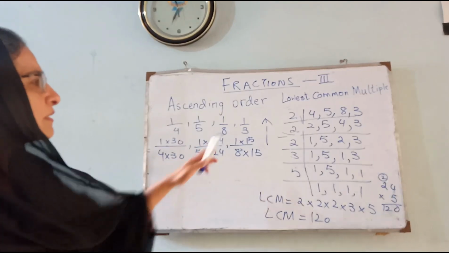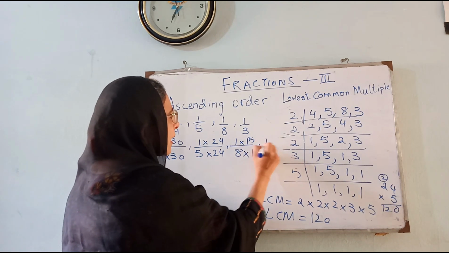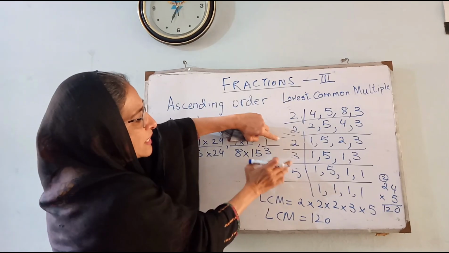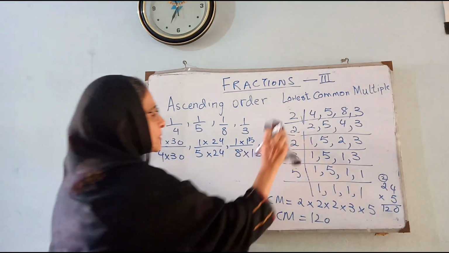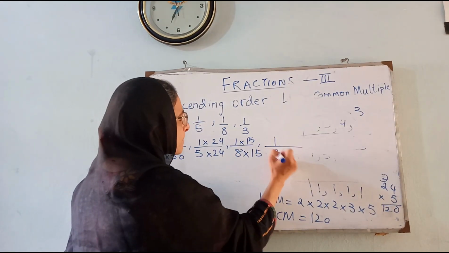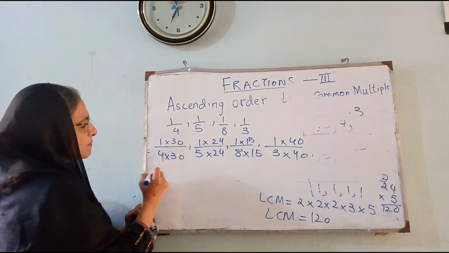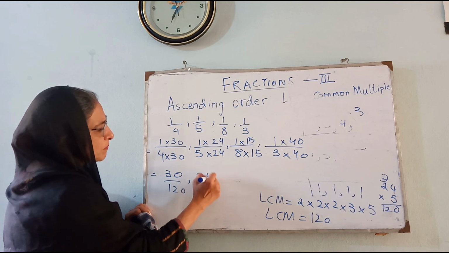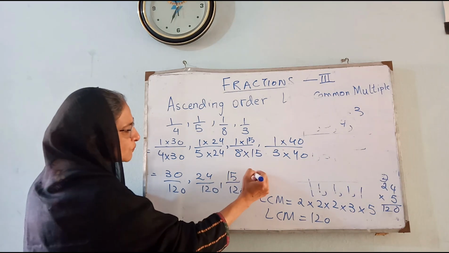Next the fraction is 1 by 3, and in your LCM 3 is here. Hide this 3, and 2 twos are 4, 4 twos are 8, 8 fives are 40. That means this 3 will be multiplied by 40 to make it 120. Right? So 30 multiplied by this is 30 over 120. This is 24 by 120, and this is 15 by 120. And this is 40 by 120.